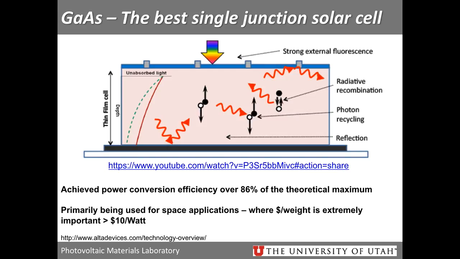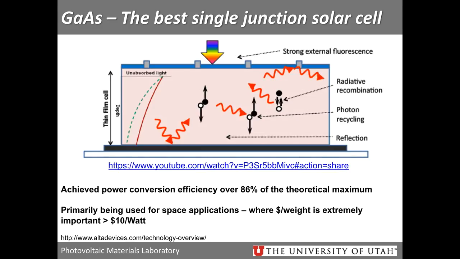That being said, epitaxial growth is really expensive, and so it's primarily being used for space applications for two reasons. One, where cost per weight when you're sending stuff up into space is really important. You want to maximize your efficiency. So these are 28% efficient, the best that are made.